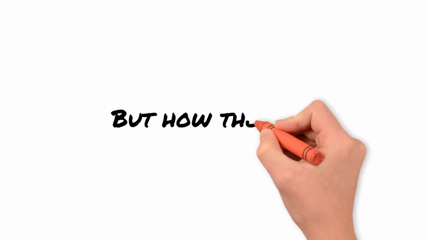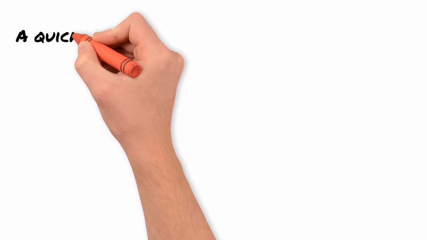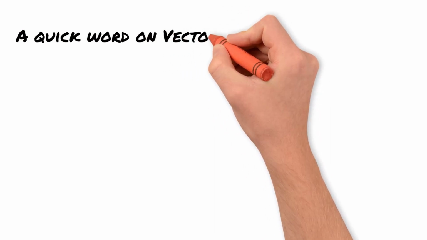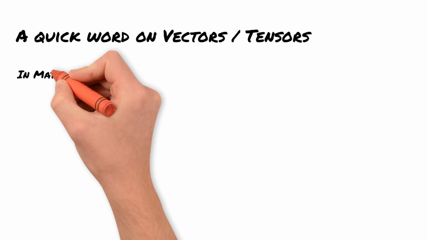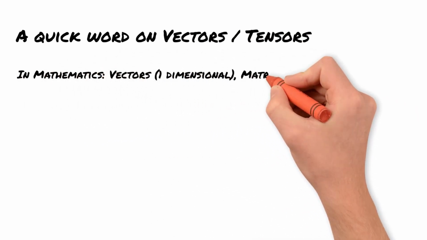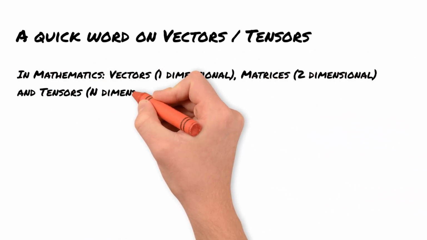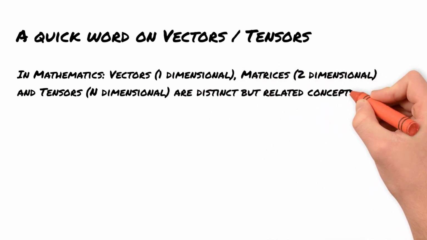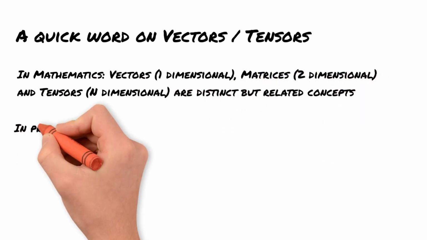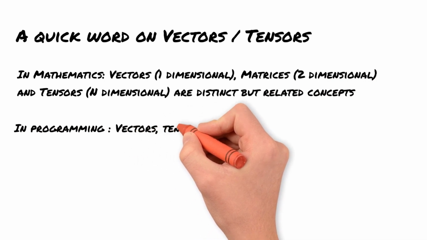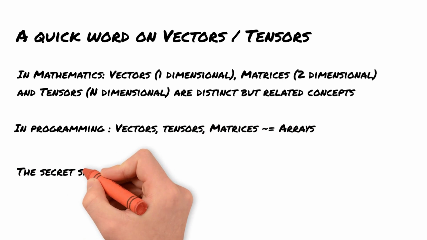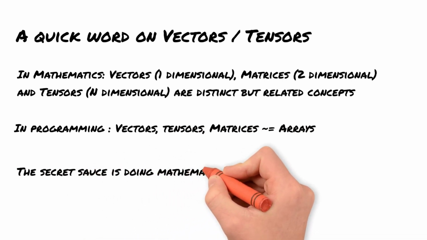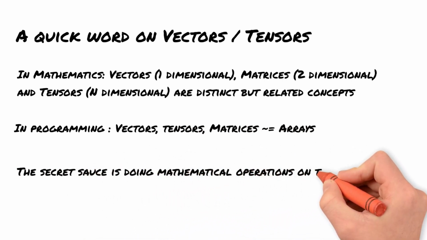Well, that's all well and good, right? But how do we actually go about this? First, a quick word on vectors, or tensors, or matrices, or whatever. In mathematics, vectors, matrices, and tensors are distinct but related concepts. In programming, though, we can just get away with thinking about vectors, tensors, and matrices as all basically arrays. The secret sauce here is that you can do mathematical operations on these arrays.